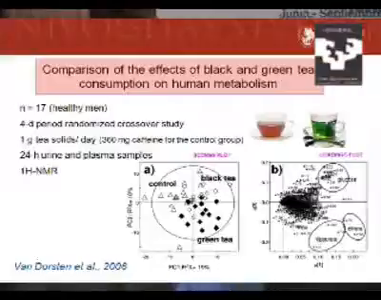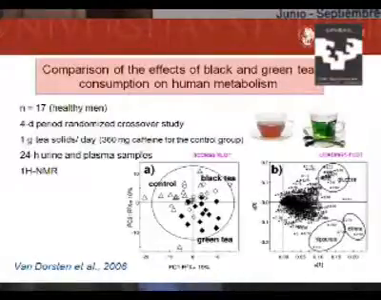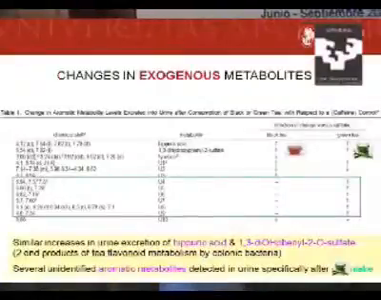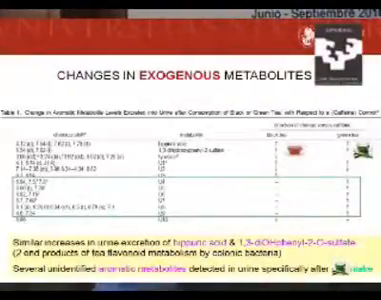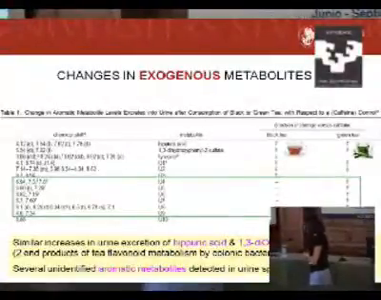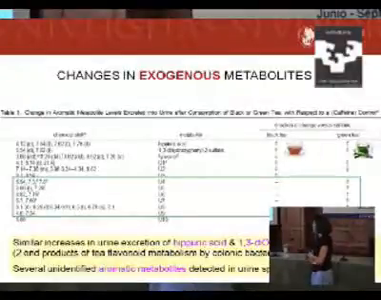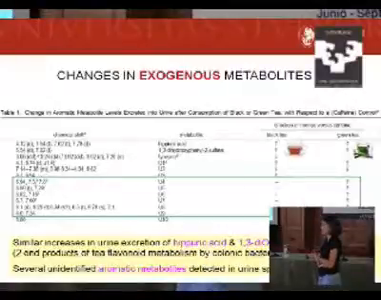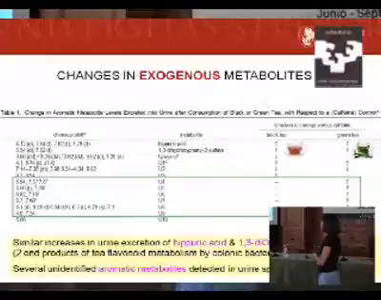This is the example that I showed you with the PCA. They applied PCA, and they got separation of the control and of both these tea group interventions, and they found changes in exogenous metabolites. They showed increases in hippuric acid and 1,3-dihydroxyphenyl 2-sulfate, both of them end products of flavonoid metabolism by colonic microflora bacteria, in both groups in comparison to the control group.